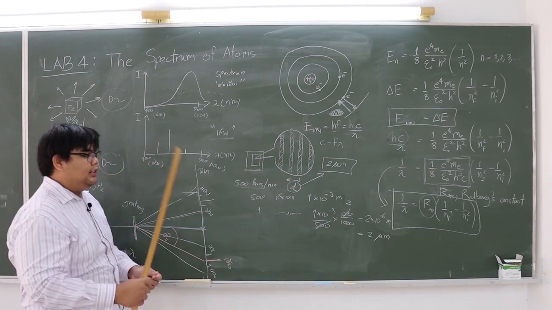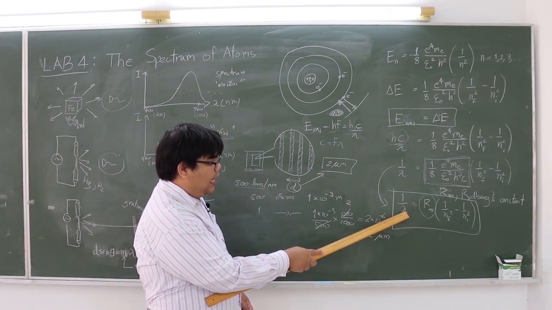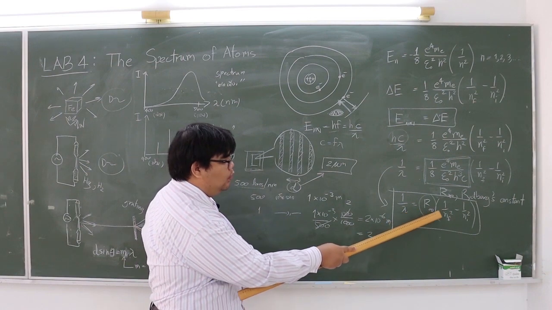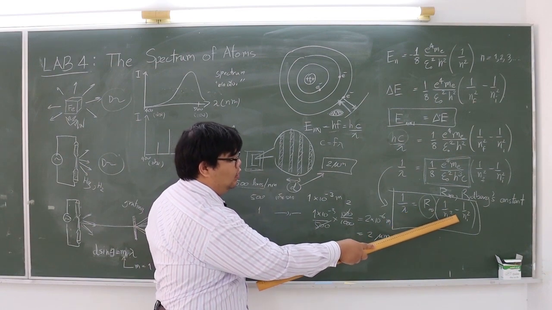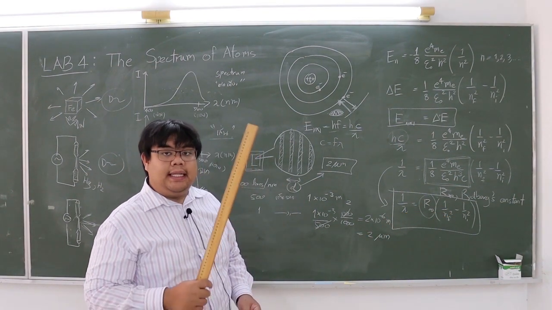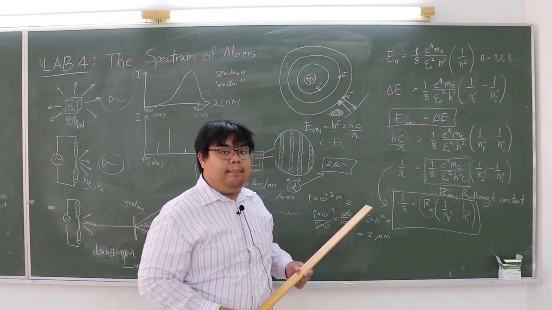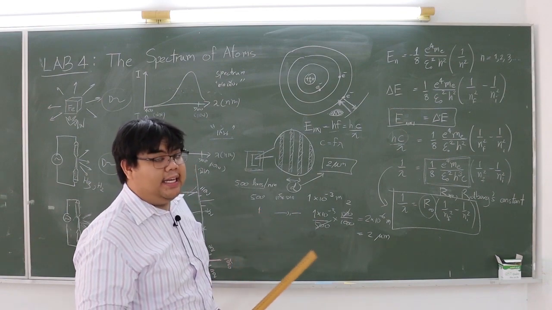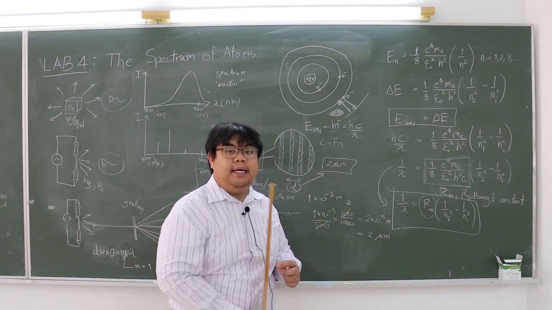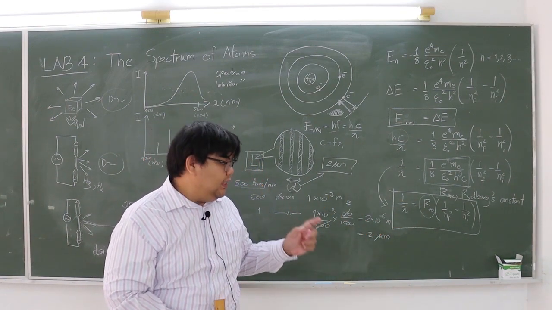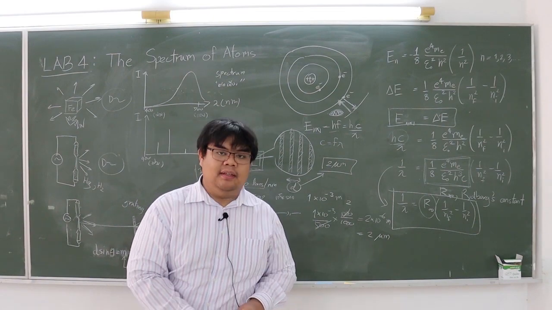After you know the value of lambda, use these equations. 1 over lambda equals R infinity multiplied by this parenthesis. If I tell you the values of nf and ni, and you know lambda, you can calculate R infinity. This is all of this lab.